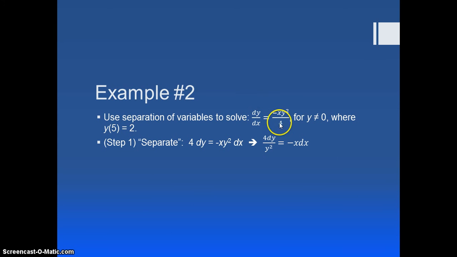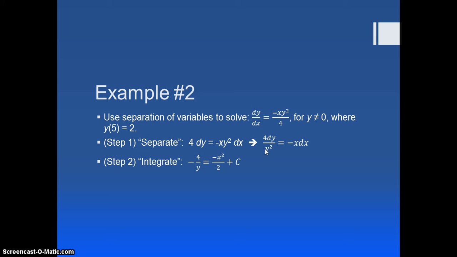First step would be to say the 4 dy is equal to negative xy squared dx. And then we can divide by y squared on both sides to get 4 over y squared dy is equal to negative x dx. Okay, you might anticipate the next step, we want to integrate. So in this case, we've got 4 over y squared. Remember that that's a y squared on the bottom.